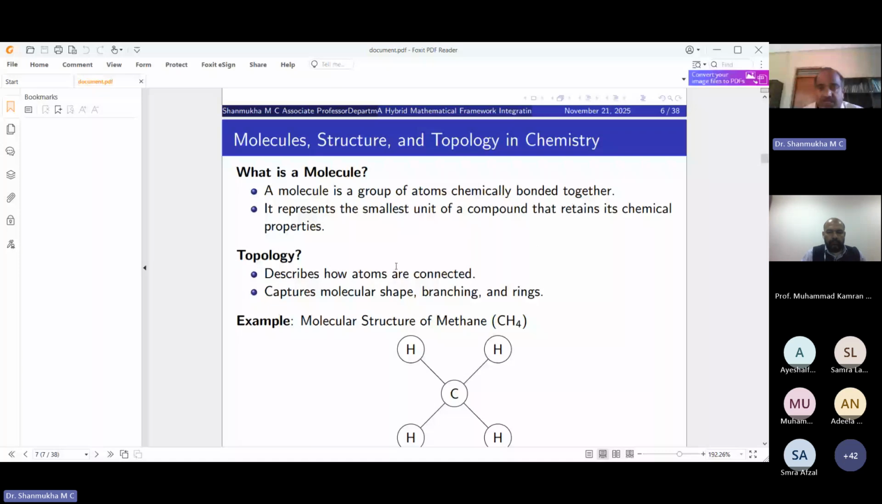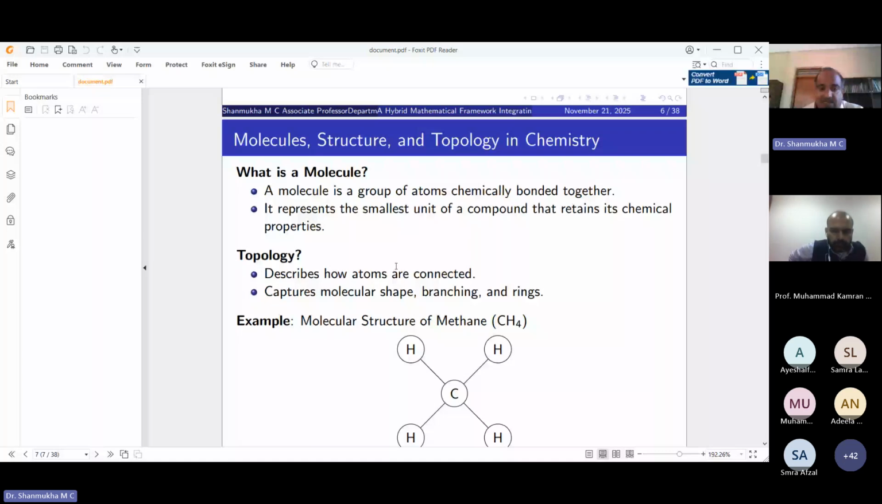First, we discuss what a molecule is. A molecule is a group of atoms chemically bonded together. It represents the smallest unit of a compound that retains its chemical properties. Then topology describes how atoms are connected and captures molecular shape, branching and rings.